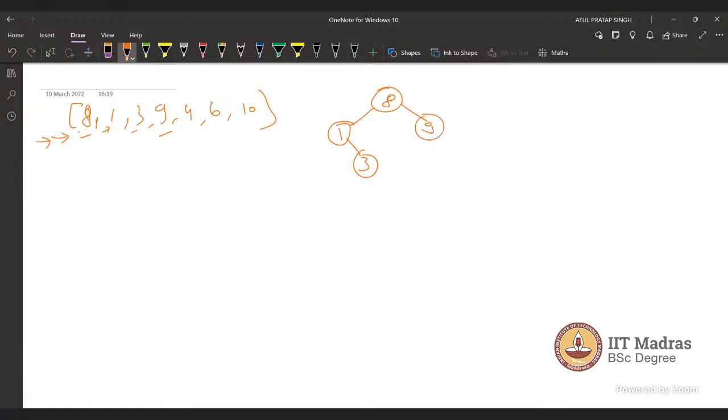Okay, 4 is less than 8. Move to the left. Node is available. Greater than 1? Yes. So move to the right. Node is available. Let's compare again. So 4 is greater than this 3. Yes. So now empty place is available.